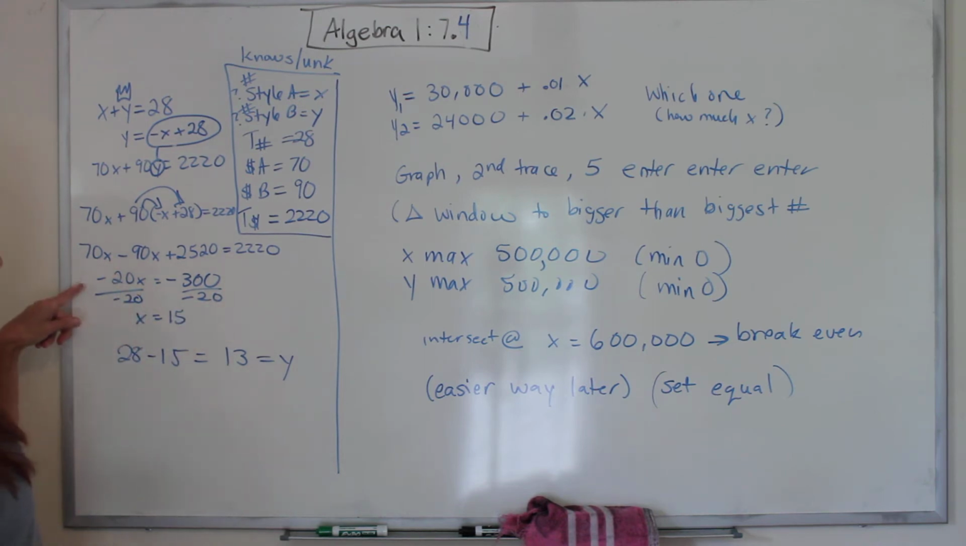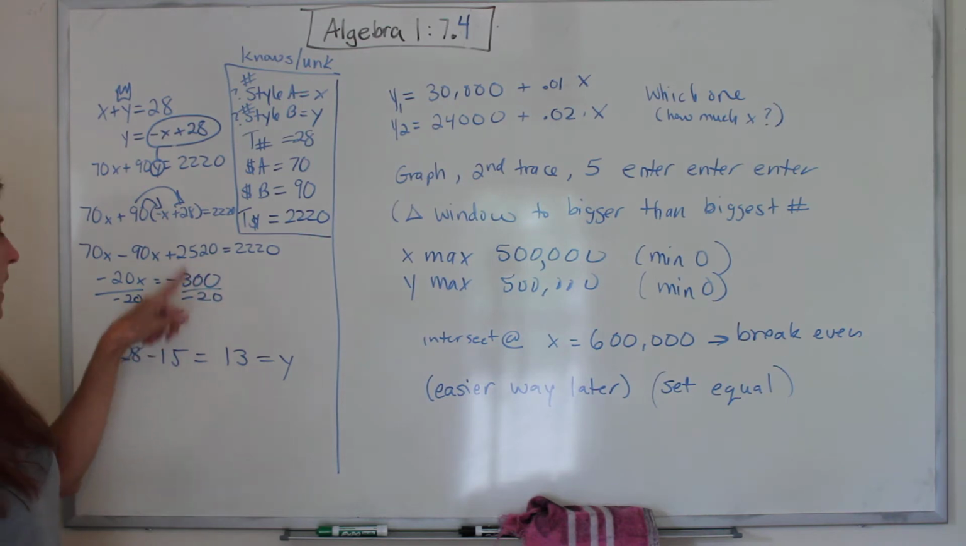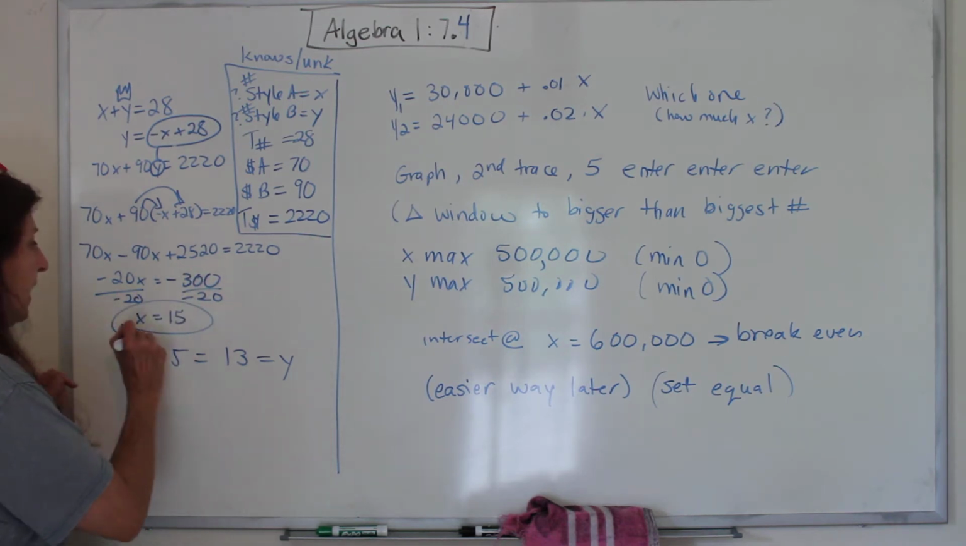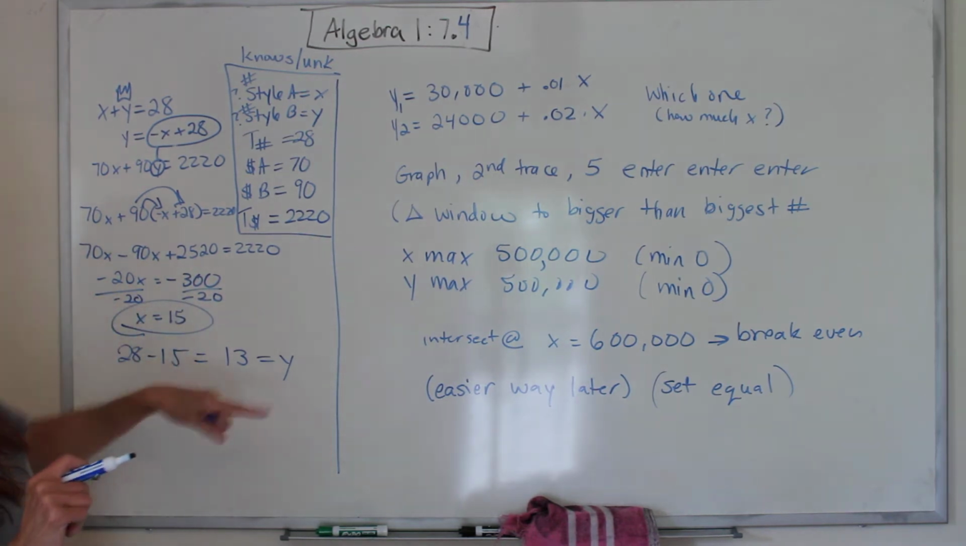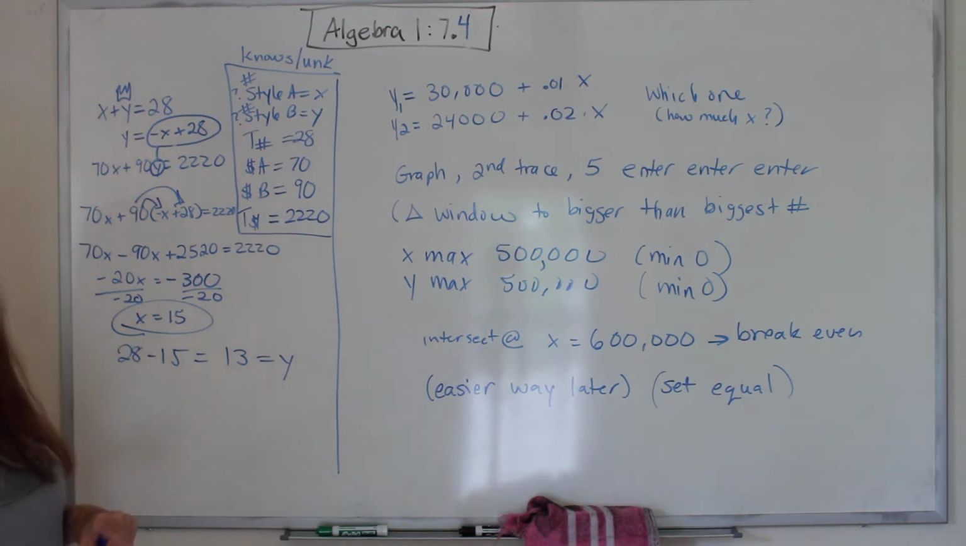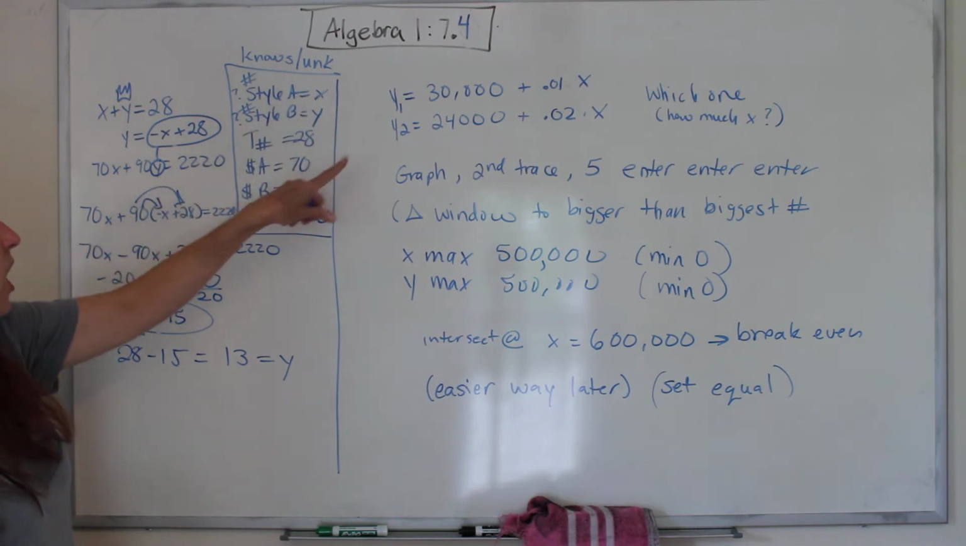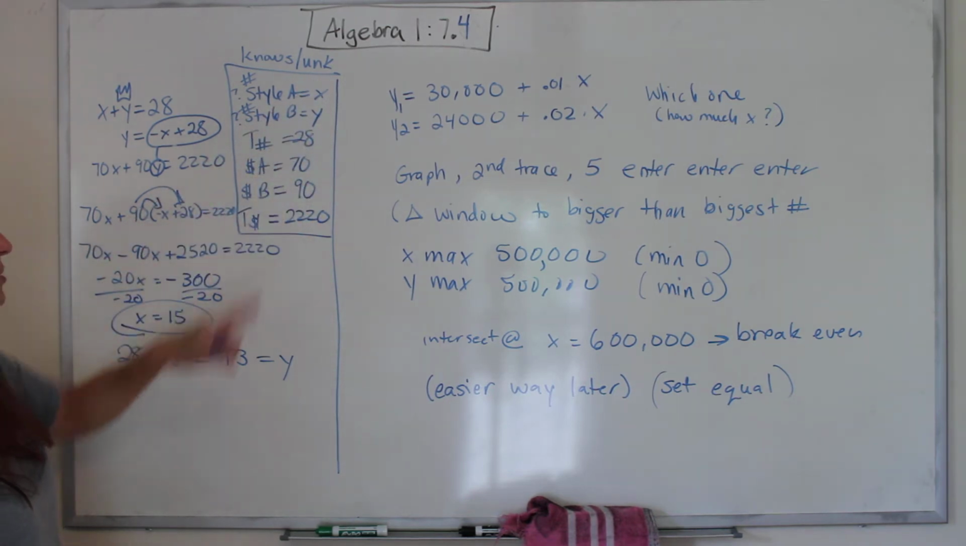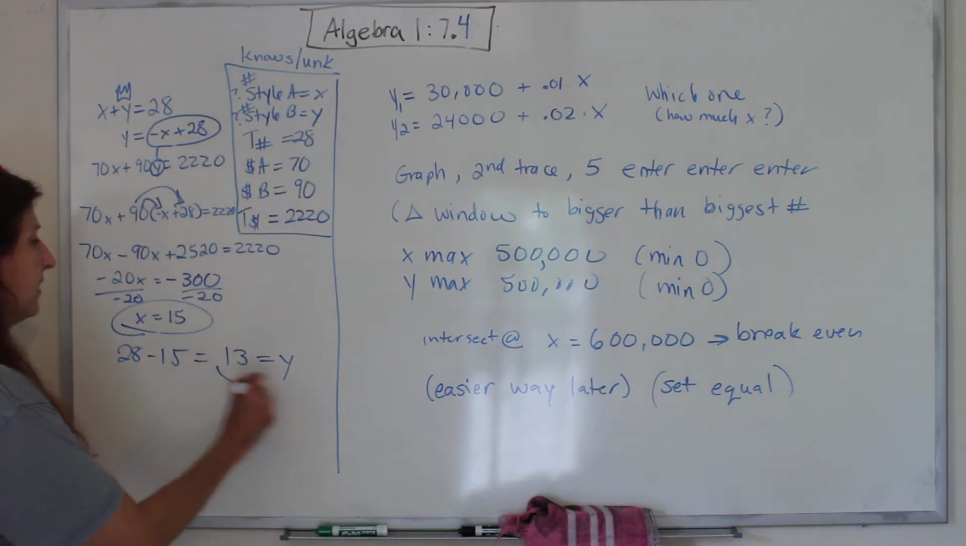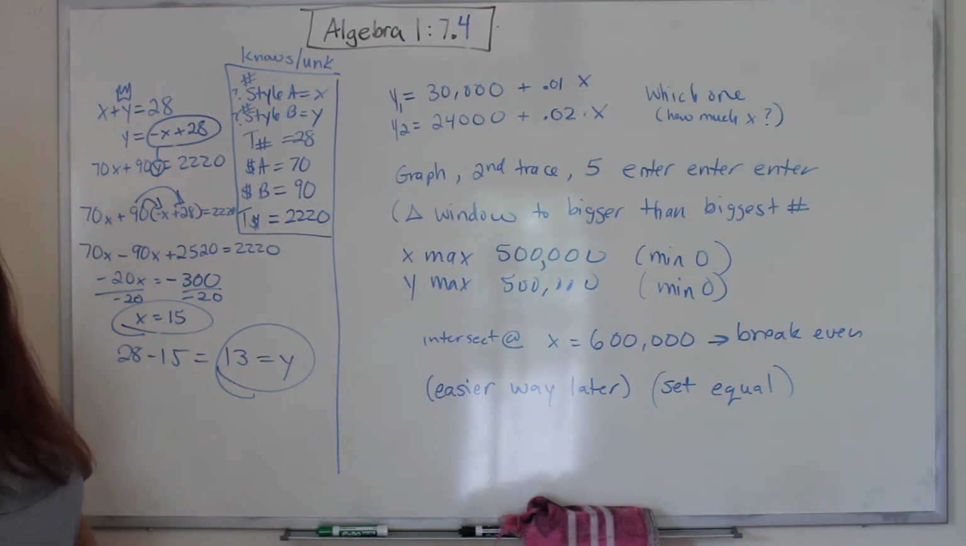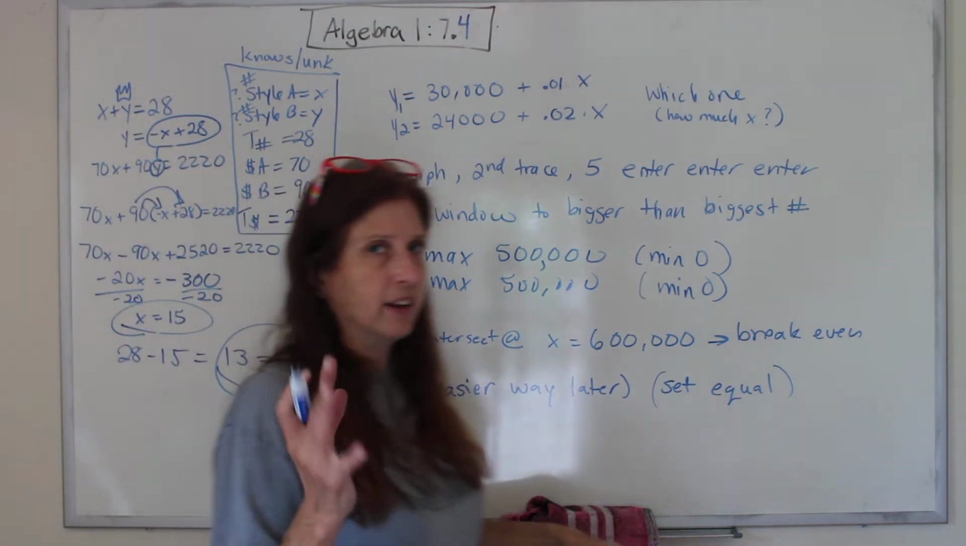X is all alone. It's being multiplied by negative 20. Do the opposite, divide by negative 20, and you get X equals 15. Now, this one's actually easier because we don't have to do all that substituting back, because it is a word problem. If we sold 15 of style A, all we have to do is do 28 minus 15, and we understand that style B is 13. Nobody does that. Everybody knows how many they sold.